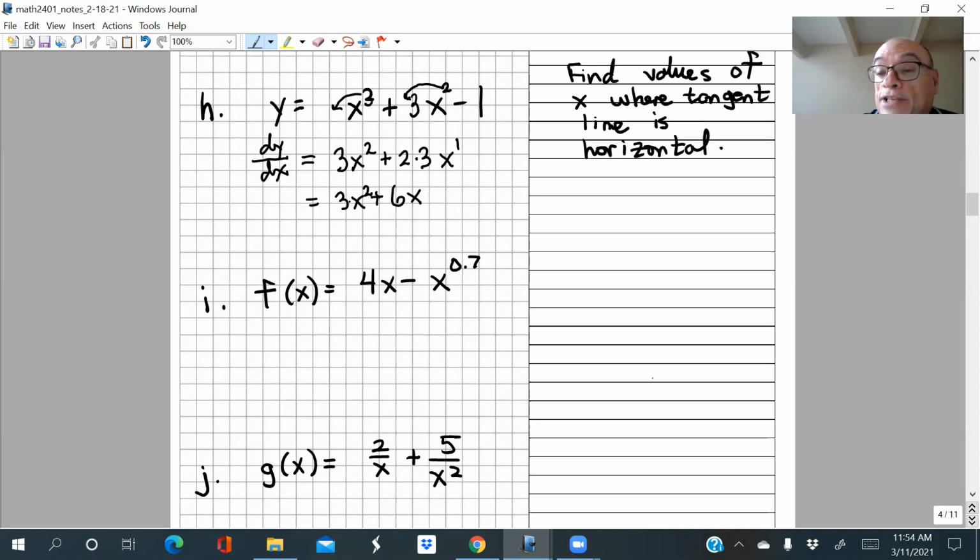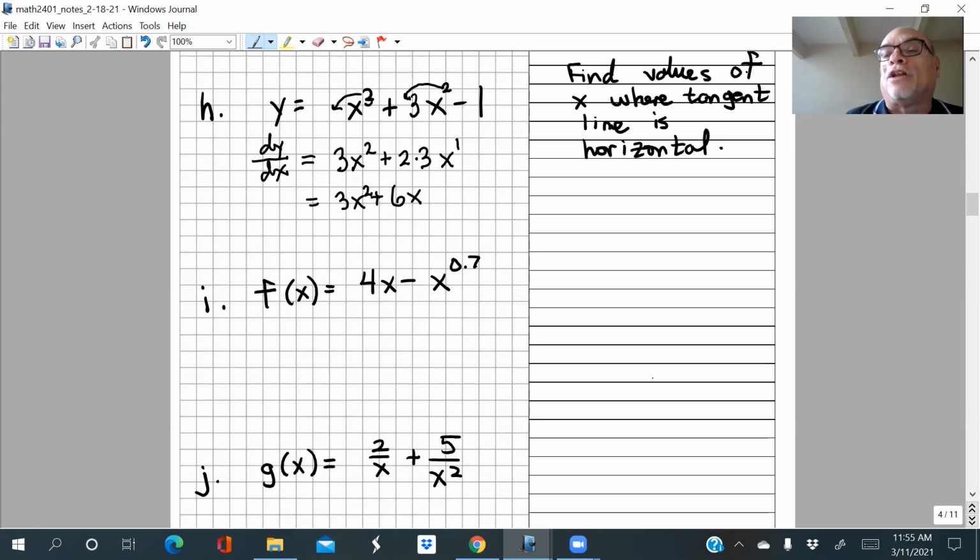By looking at this formula, you can answer questions about the graph of the original function without actually going through the process of making the graph. That's one of the nice features of derivative functions. So let's use the derivative function to answer a question about the graph of x cubed plus 3x squared minus 1 without actually drawing it.